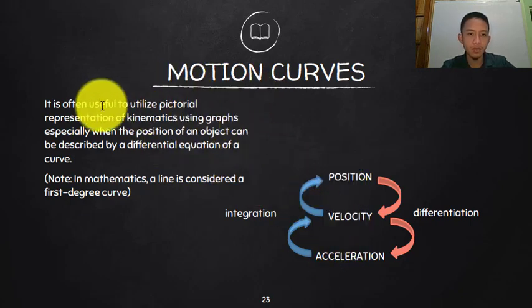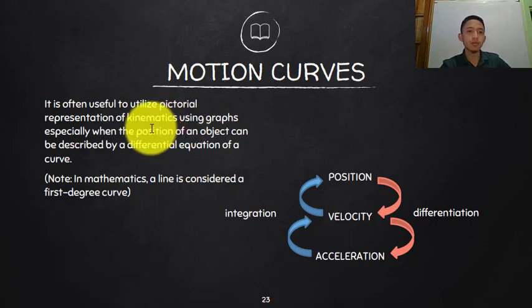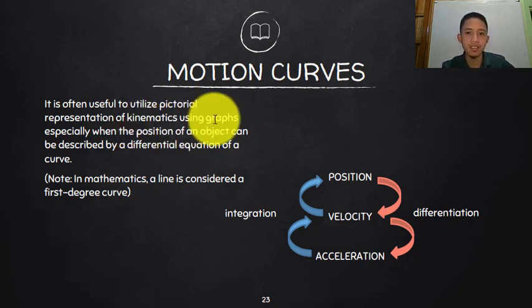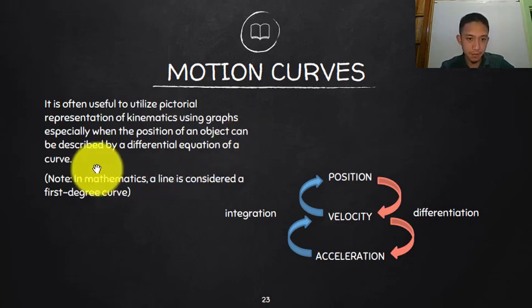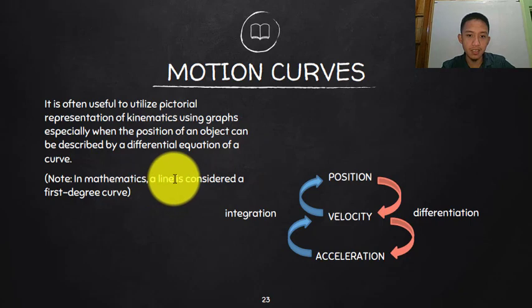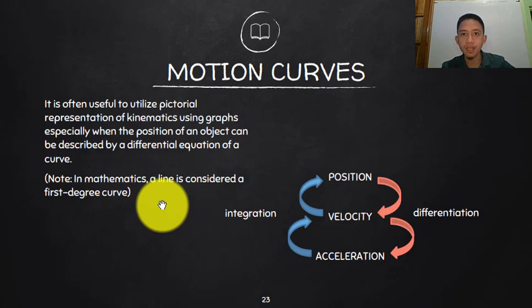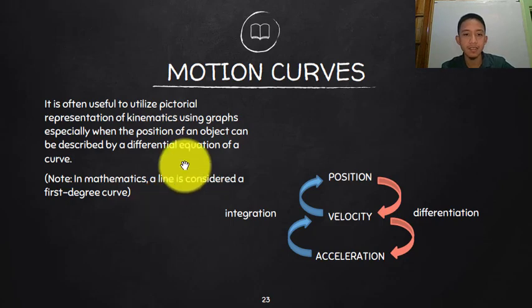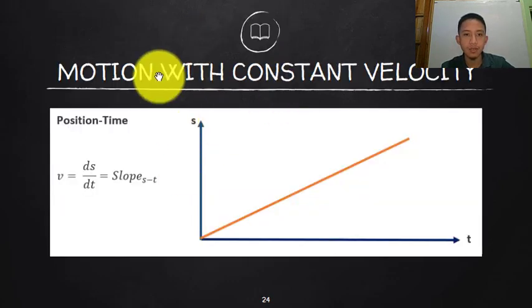So again, what is motion curves? These are your pictorial representation of kinematics using graphs. We are going to draw that one using graphs. Note that in mathematics, a line is considered the first degree. That is your basic of your analytic geometry. If we say line, that is a first degree. If you are going to draw a line, that is just a straight line.